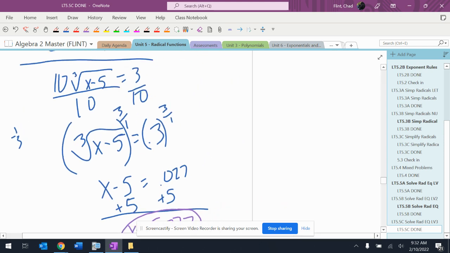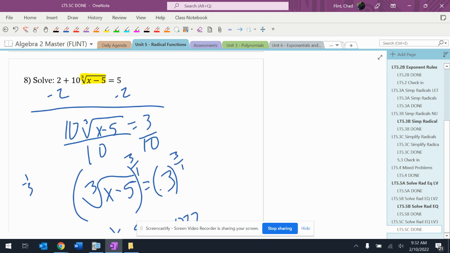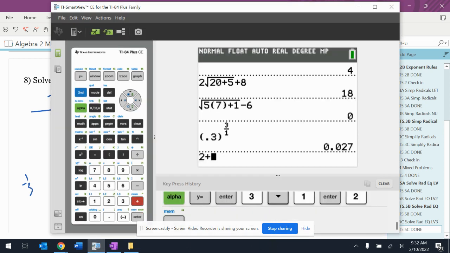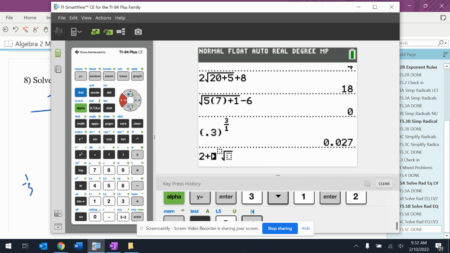As I keep saying, I don't see any negatives in here anyplace, so I'm thinking this is probably going to be okay, but I'm going to check it anyways. So 2 plus, and then this is one of the bad things about this calculator. I'm going to have to bring this up first and then put the 10 in front of it. If I type the 10 in and then hit math and that, it's going to put the 10 in the root spot where the 3 is, and that annoys me, so I usually do it that way.